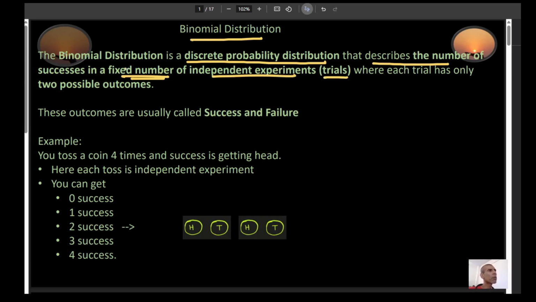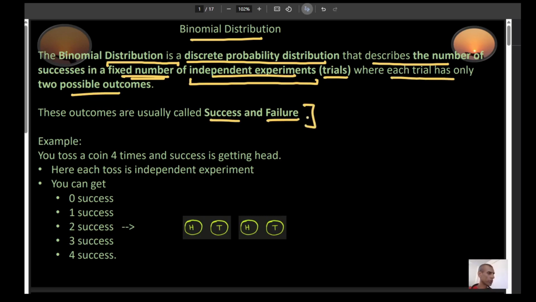In this case, it is important to remember that it will be a fixed number of experiments, and also it's going to be independent. One experiment will be completely independent of the other experiment. Here, each trial has only two possible outcomes. These outcomes are usually called success and failure. This is the terminology that is used in binomial distribution.